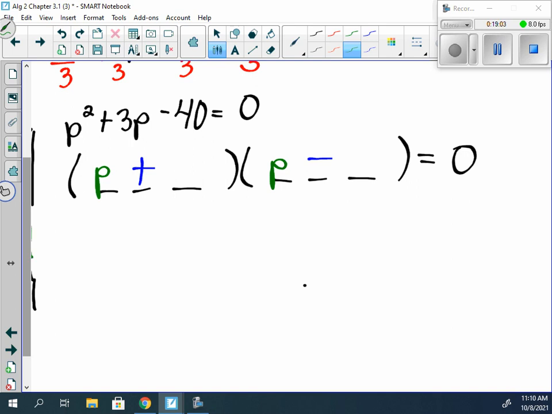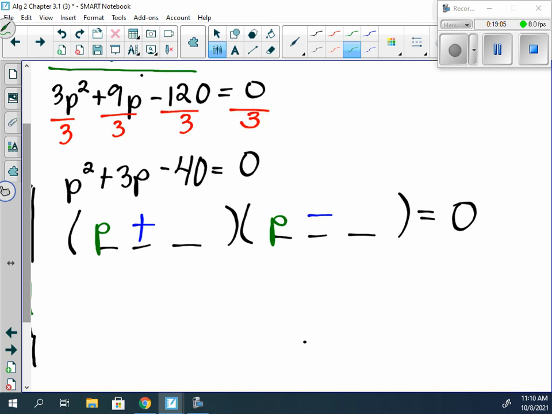Okay. Factors of 40. We have 1 and 40, 2 and 20. 3 doesn't work, but 4 and 10. 5 and 8. And that would be it, because 6 doesn't work. 5 and 8. Which one do we want to try first? Five and 8.